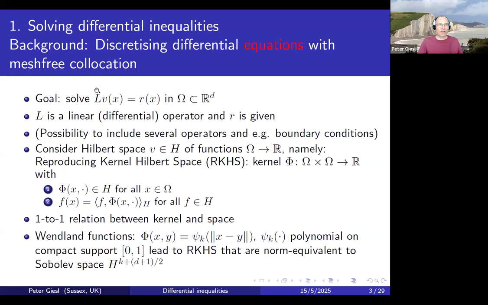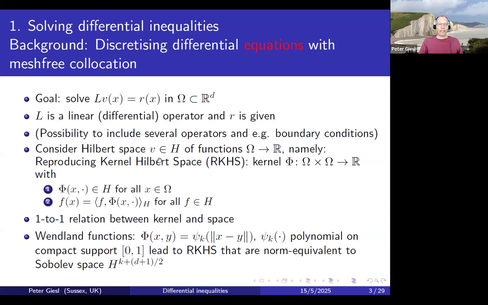So the goal is to solve LV = R, and L is a linear operator. You can think about it as a linear differential operator. So this could be a PDE with a given right-hand side and given linear operator. It doesn't have to be a PDE. It could be some other linear operator, but think about it as a PDE. It needs to be linear though. You can include also different operators. You can include boundary conditions as well. So it's quite flexible. But for the moment, we just think about just one operator L here.